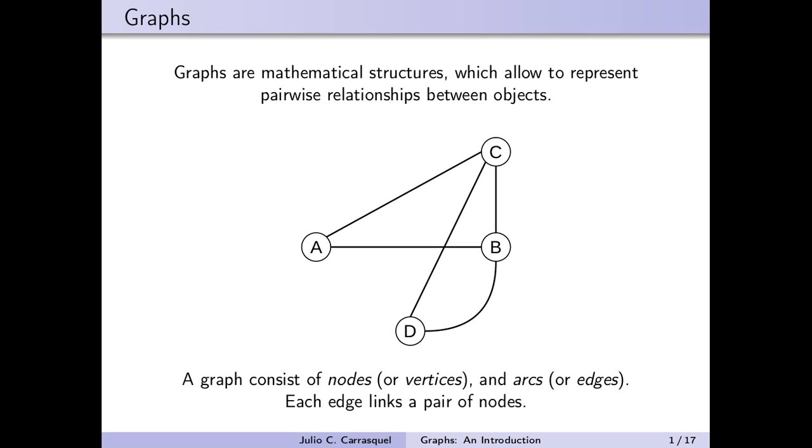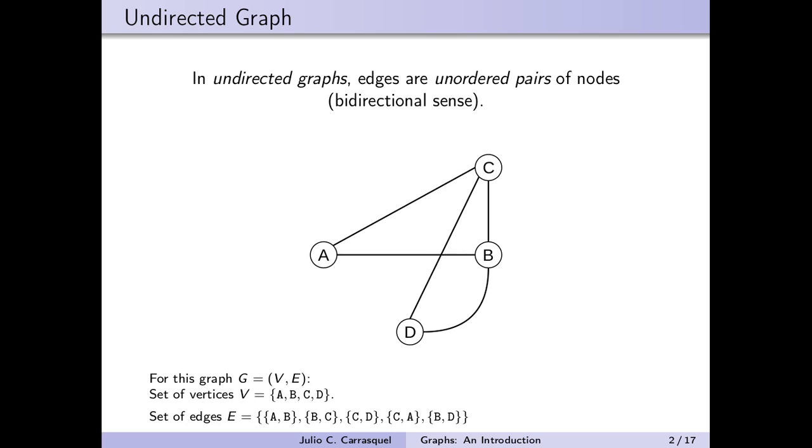Also, there are arcs depicted as lines, so they are also called edges. Edges connect pairs of nodes. This can be useful to know who is friend of who, some direct connection between cities, etc. This is why we say that graphs allow us to represent relationships between objects.